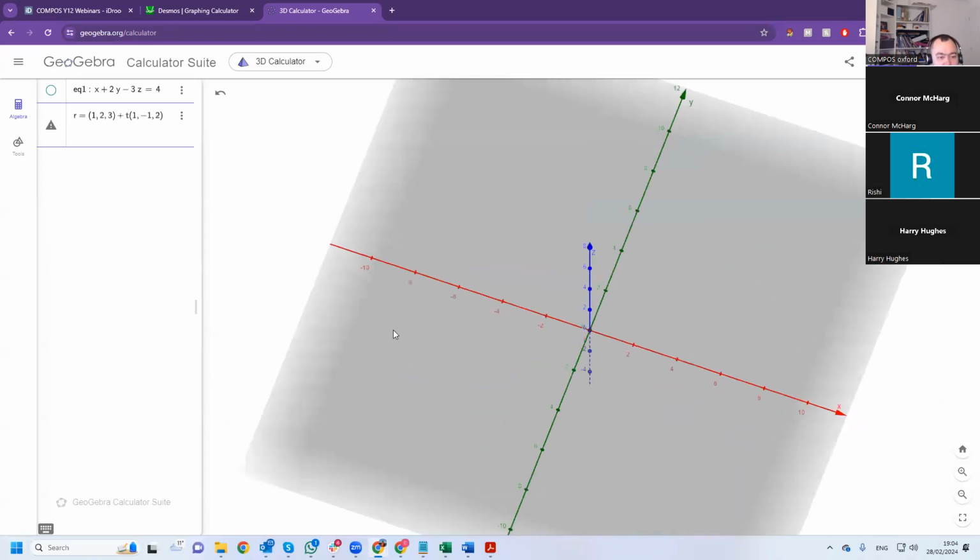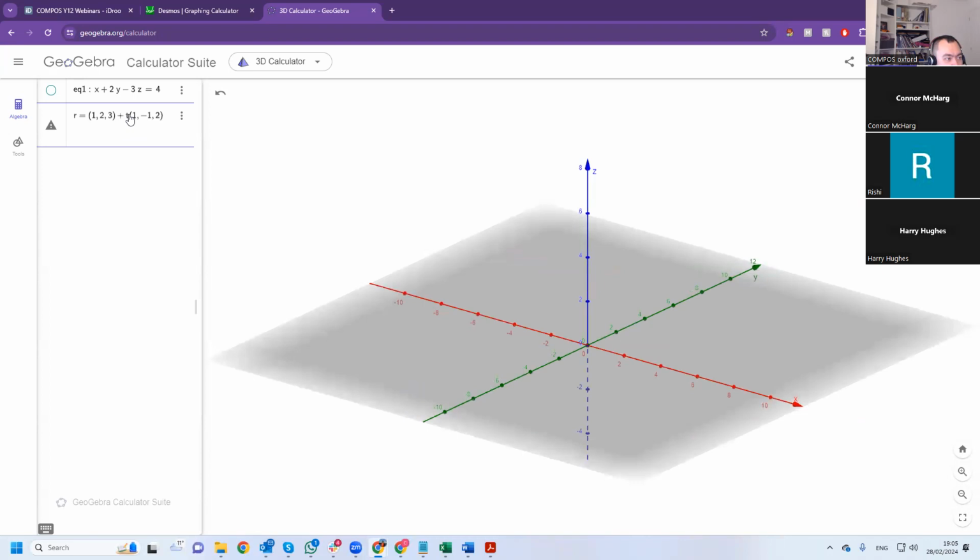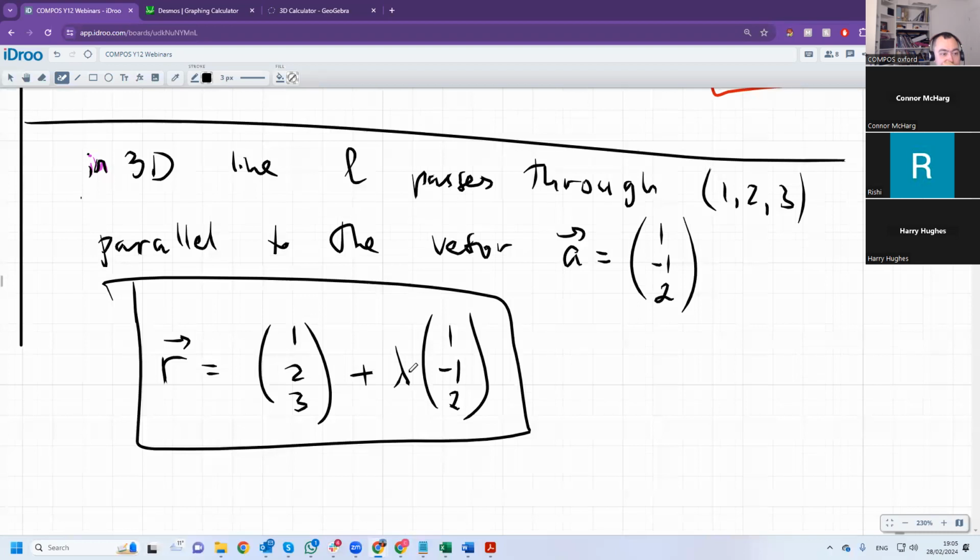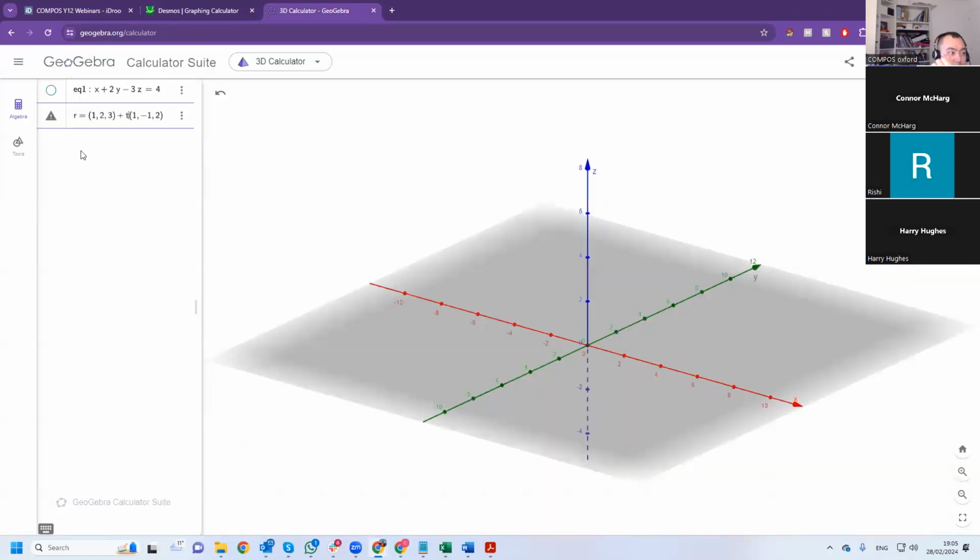Okay, so what do you need to understand here? I'm not sure how to change the parameter, but t is a parameter. T is like time. Lambda is like time in this equation. So when lambda is 0, the point is (1, 2, 3). When lambda is 1, for example, it's going to be (2, 1, 5). So let's see what happens if I change t.